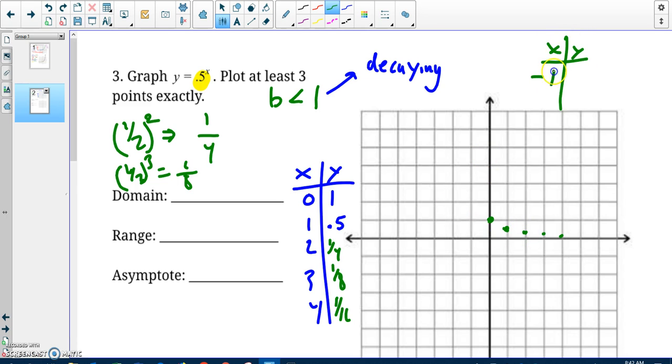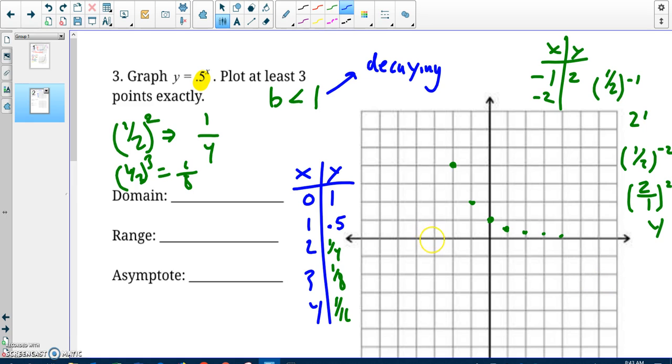Let's plug in -1. 1/2 to the negative first power. Be careful here. I gotta flip it. When I flip that 1/2, it becomes 2 over 1 to the first power. Well, that's just 2. -2. Okay, I'm gonna take my 1/2. I'm gonna flip it. And then I'm going to square it. I get 4 over 1, so I get 4. So at -1, I'm at 2. At -2, I'm at 4. Oh, I get it.